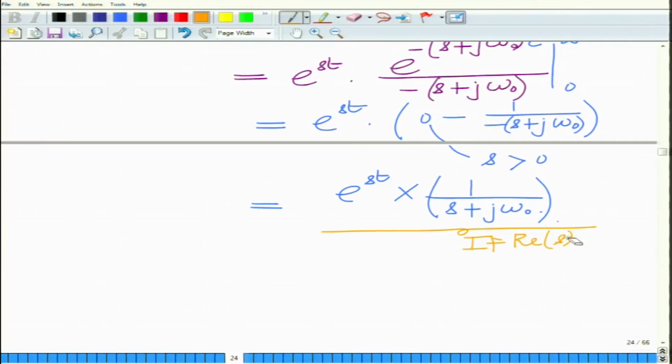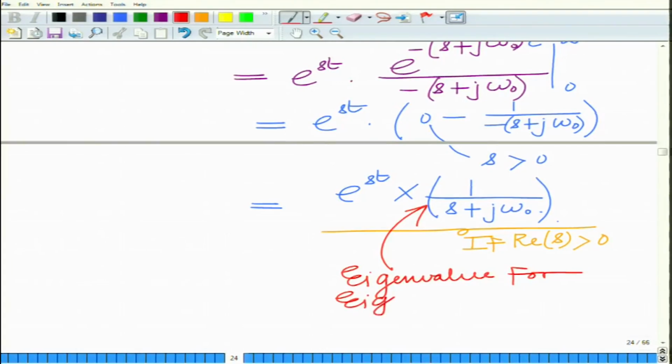So, the condition required for this integral is that the real part of s is greater than 0. So, this is your eigenvalue corresponding to the eigenfunction e raised to s t.